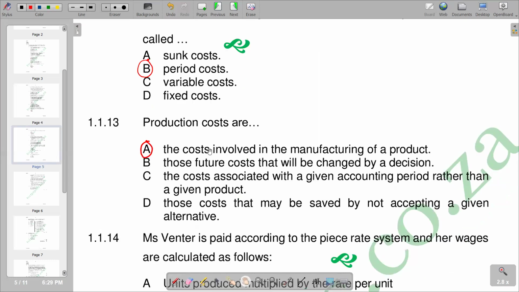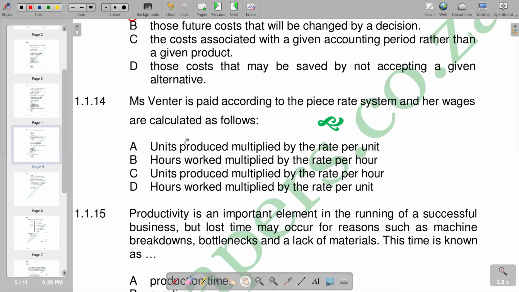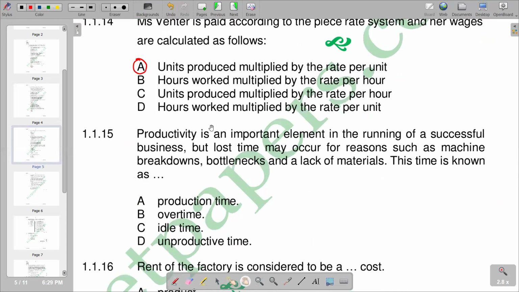Then 1.1.14, Miss Vendor is paid according to piece rate system, and her wages are calculated as follows. So it is that we're going to say units produced multiplied by the rate per unit, obviously A. So we have A there as the correct answer. We move on to 1.1.50.